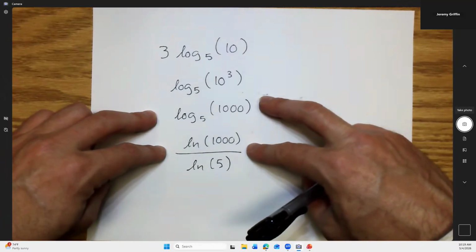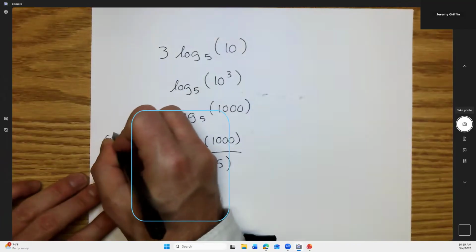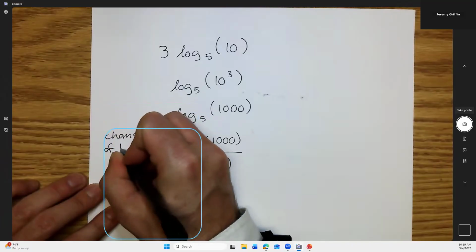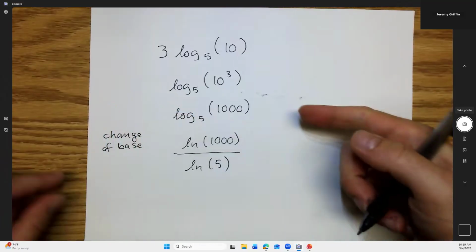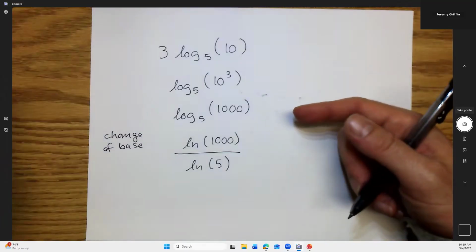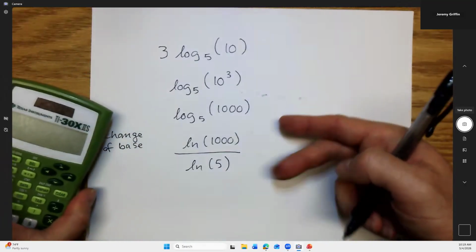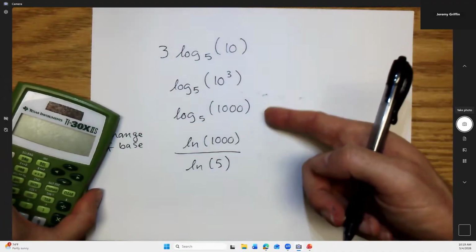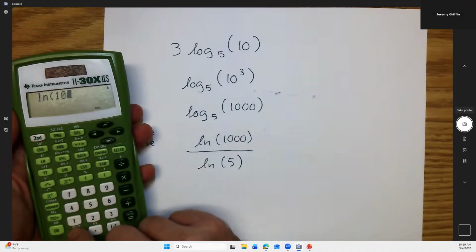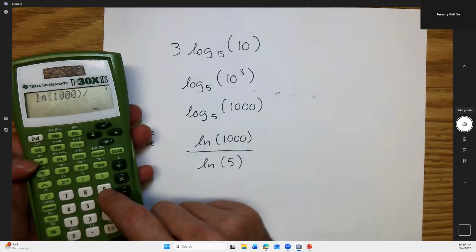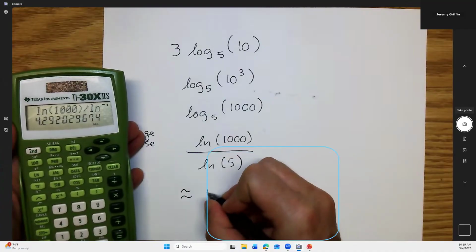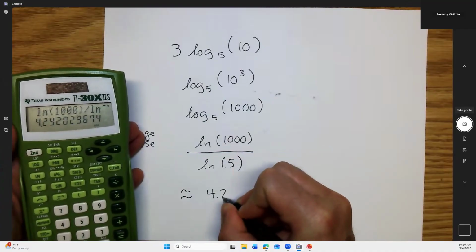And now from here to here, this makes it calculator friendly. I did a change of base formula. You guys remember change of base? Here, I'll spell it out. Change of base. So I got base 5 here. But the calculator only knows either base 10 or base e. So let's try the base e. So I'm going to do natural log of 1,000 over natural log of 5. If I want a decimal approximation, let's see, I wonder what this is. This is approximately equal to 4.29.